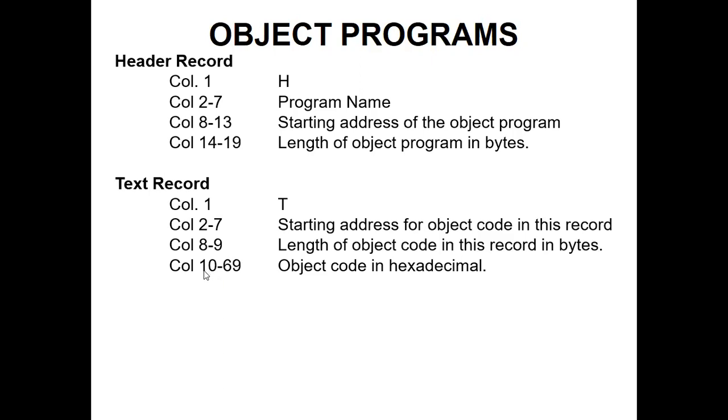So if we begin from column 10, and then we end at column 69, how many characters are we going to put in a record? What is the maximum number of characters in a record? If we begin from 10, and we go up to 69, what is the maximum number of characters? Both 10 and 69 are counted.